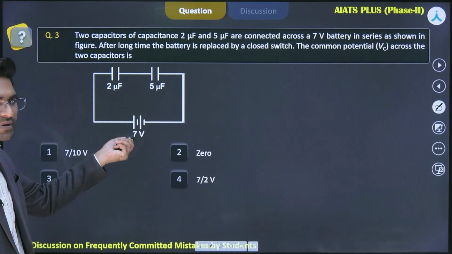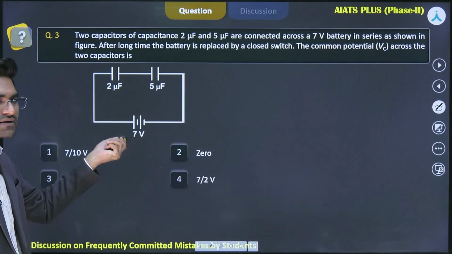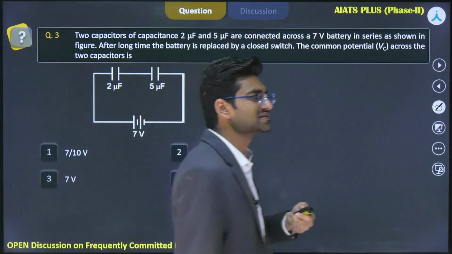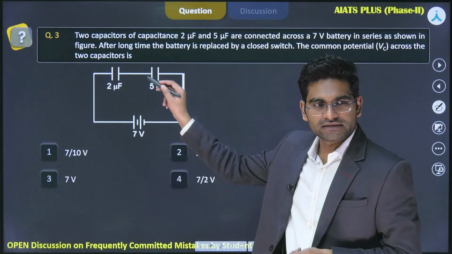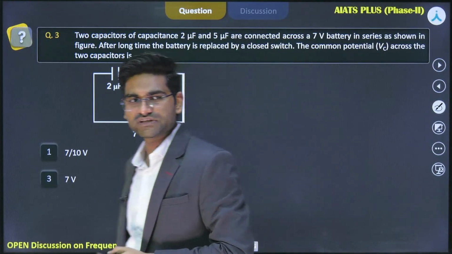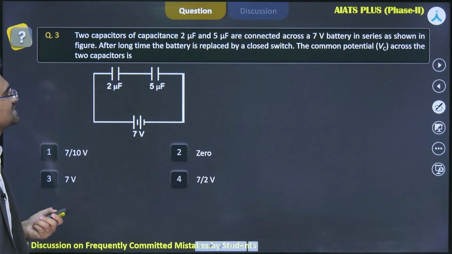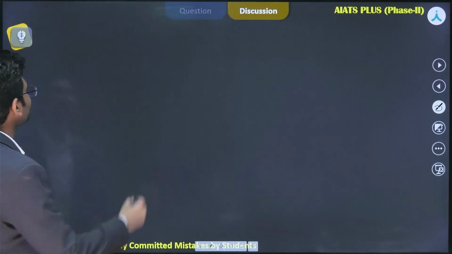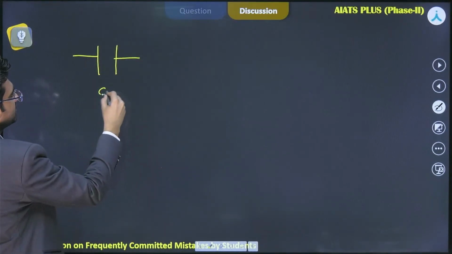So this is the 7-volt battery. These two capacitors are charged with the help of this battery. Then this battery was replaced by a switch, or you can say a wire. Then both will be connected and we have to find the common potential of these two capacitors. So let's see the concept here. Let's build the concept. The concept is like this. Let's say there is a capacitor C1.